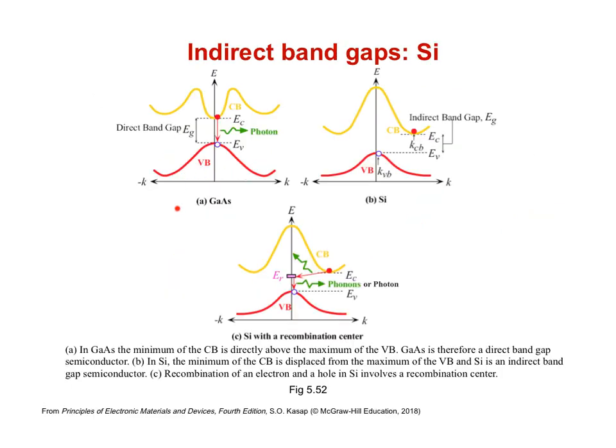In gallium arsenide, the valence band maximum is at the same k vector as the conduction band minimum, giving us what we call a direct band gap. This makes for efficient photon absorption and emission, as photons have no crystal momentum.